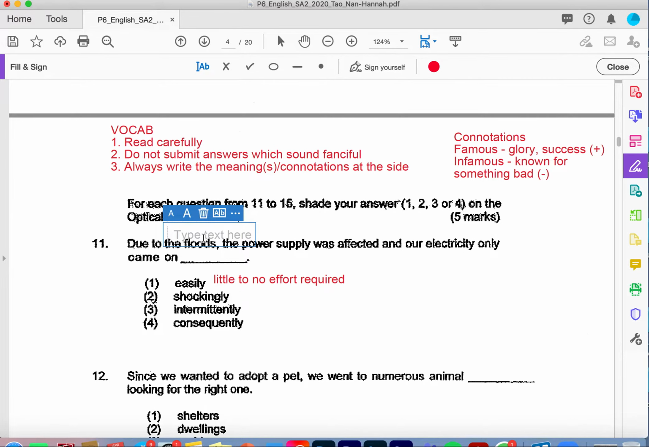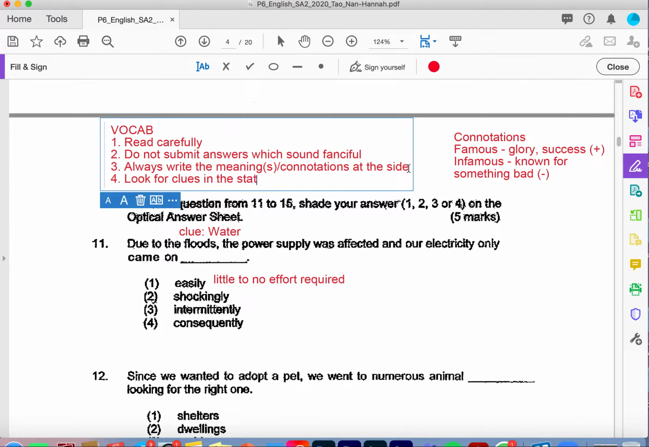So here you have the clue. Sometimes your questions will give you clues as well. So this obviously affects water. Logically, you know it affects the electricity. Okay, so another thing to note about vocab is to look for clues in the statements. Like this is a clue. So you know that there's going to be a struggle, and also because here it states the power supply was affected and the electricity only came on blank.